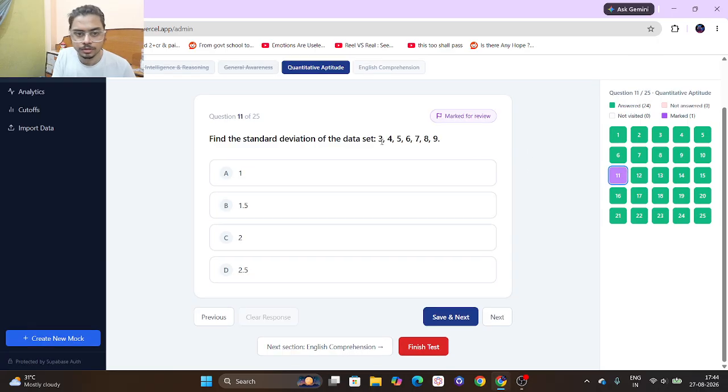Let's do the standard deviation one. 3, 4, 5, 6, 7, 8, 9, seven observations. So 3 plus 4 plus 5 plus 6 plus 7 plus 8 plus 9 upon 7. Running totals 7, 12, 18, 25, 33, 46.